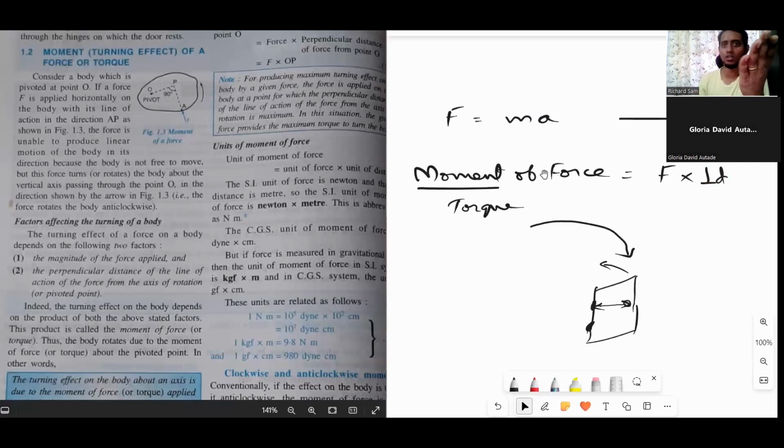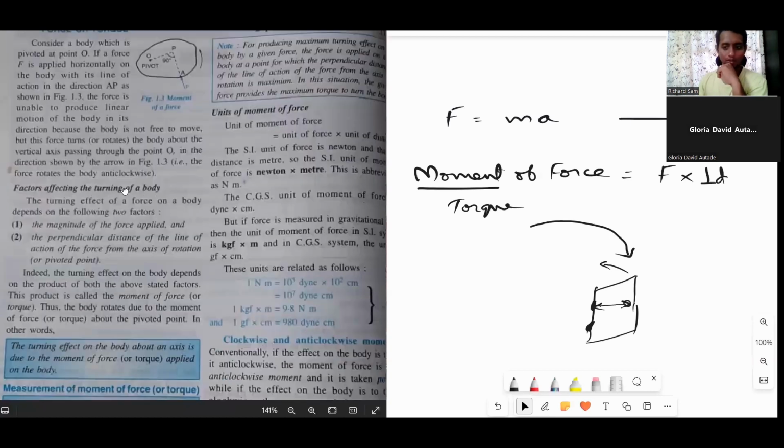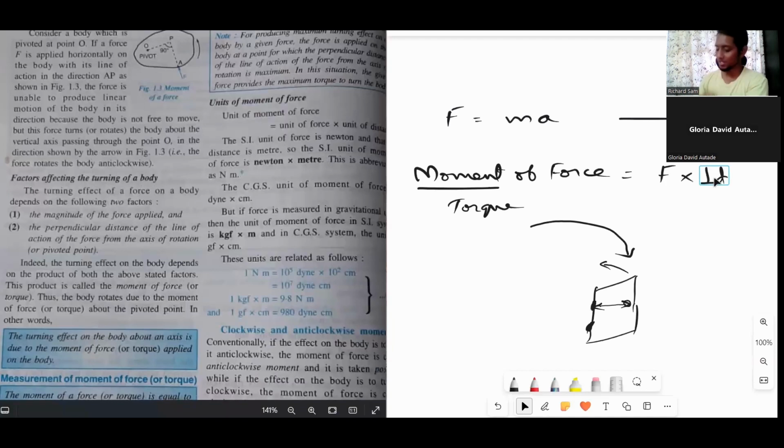It's like opening the door or opening anything. It's easier to open it from away from the hinge. That's why they place the handle away from the hinge. They don't place the handle right next to the hinge. Clear, everyone? Okay, so this is the formula, force into perpendicular distance.